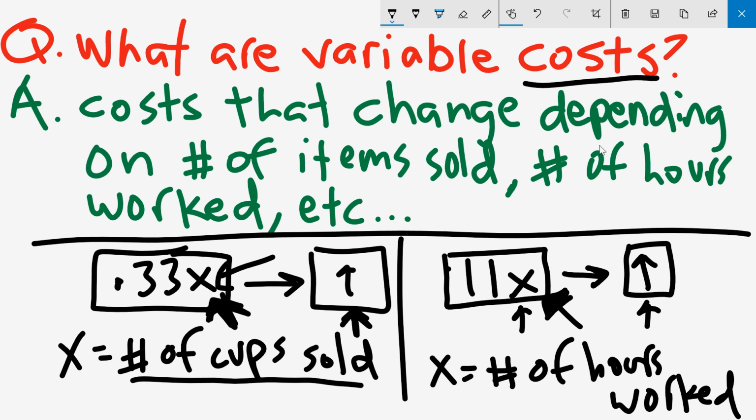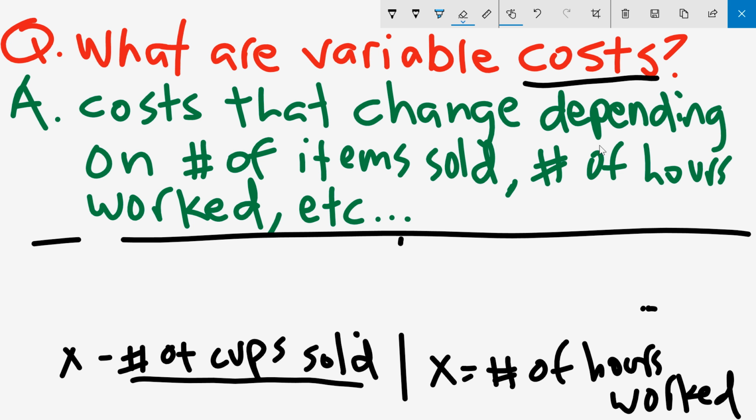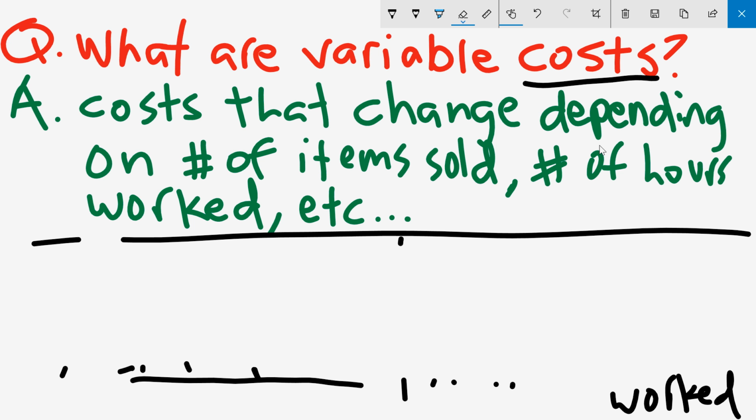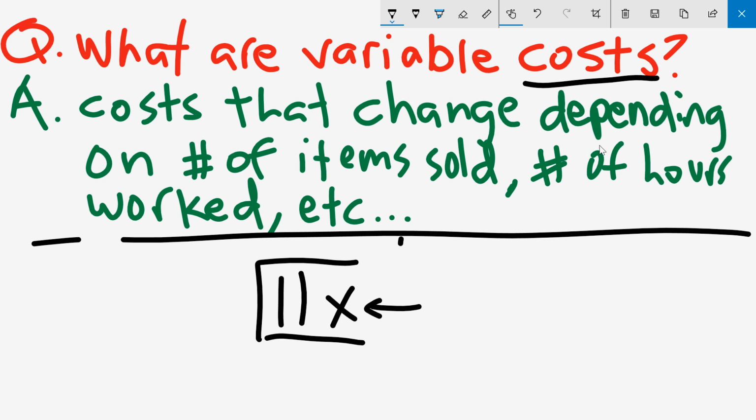So a lot of times when you have a model or an expression that has a variable in it, well, it makes sense that a variable inside of an expression represents the variable cost, right? 11x. That's my expression. That's a variable. All of this linear monomial here represents my variable costs.